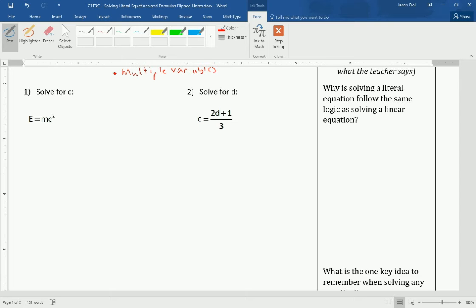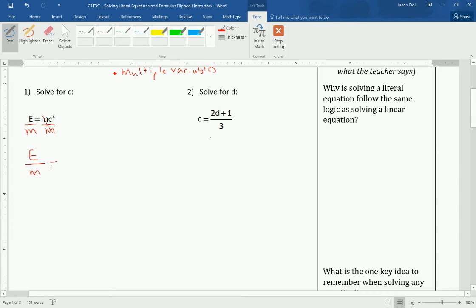All right, so the first thing we should do is we need to get rid of any other variables that are not c. Anything else that's not c, we need to get it over to the other side. So we've got an m. It's m times c squared. So what we're going to do is divide both sides by m to cancel out the m. Right? So now what I have is E over m, and that is equal to c squared.